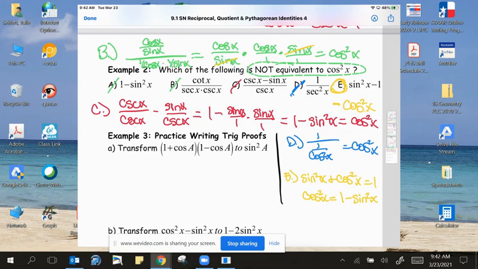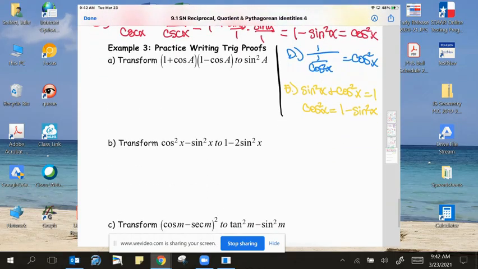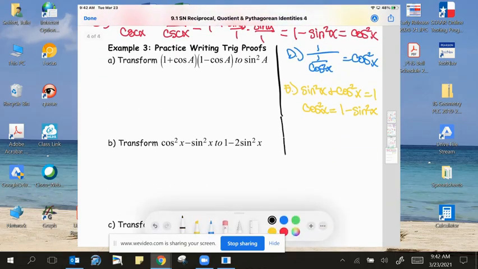In example 3, we're going to be simplifying trig expressions and proving that they're equivalent. So if we look at 3a, we have that expression on the left, 1 plus cosine A times 1 minus cosine A. To work this out, double distribute. 1 times 1 is 1. 1 times minus cosine A is minus cosine A. Cosine A times 1 is plus cosine A. Then cosine A times minus cosine A, it's a negative. Cosine times cosine is cosine squared A.